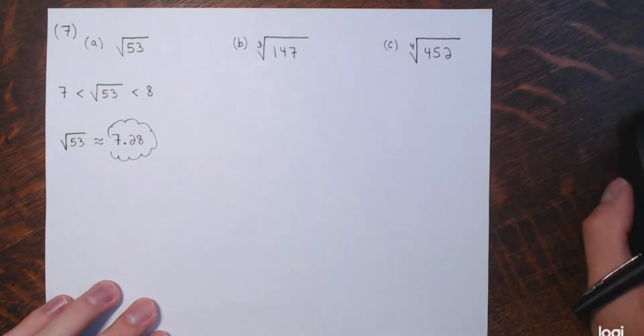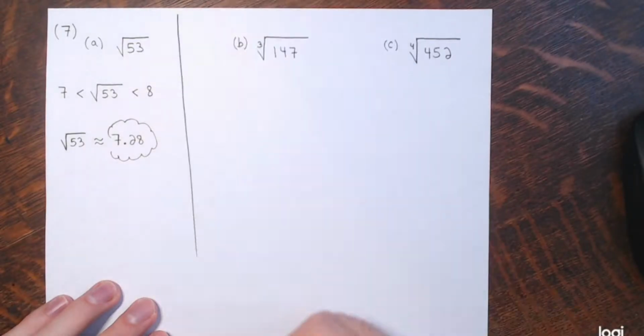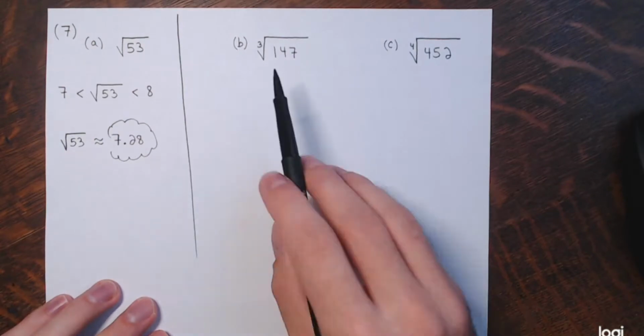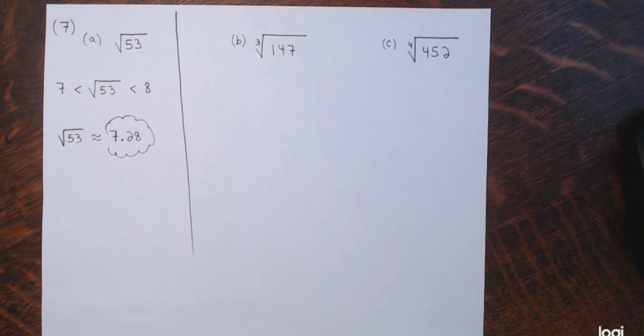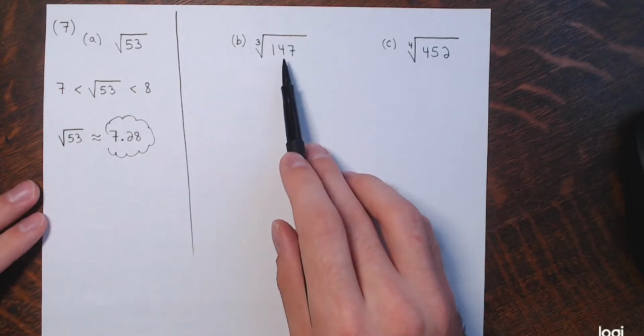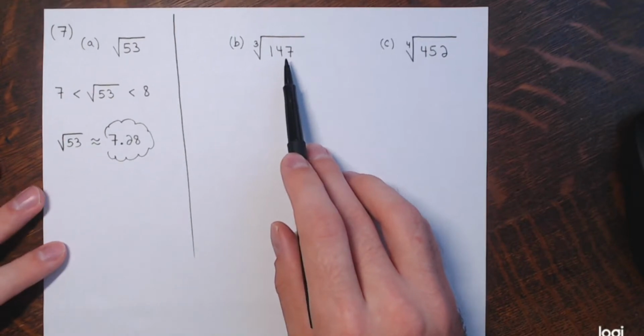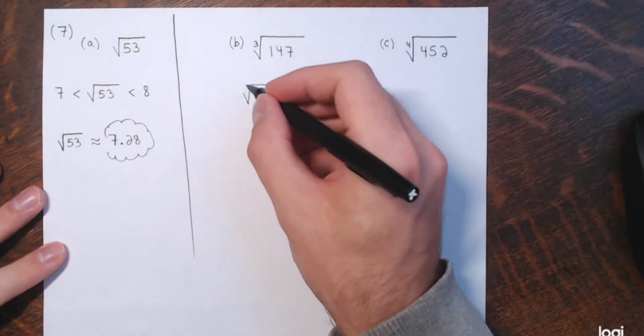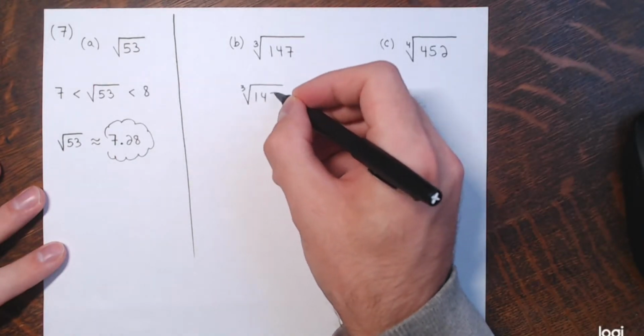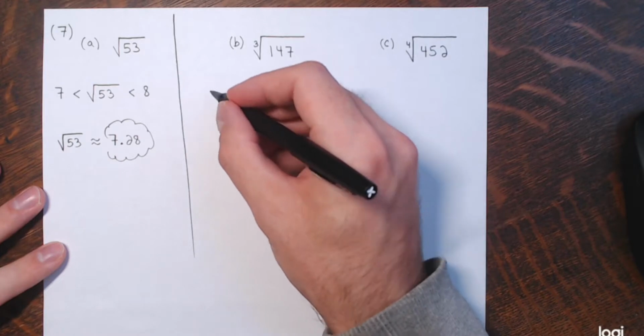Alright. Part B, we're asked to approximate the cube root of 147. Now, I'll tell you, 147 is between 125 and 216, 5 cubed and 6 cubed. So the cube root of 147 is between 5 and 6.